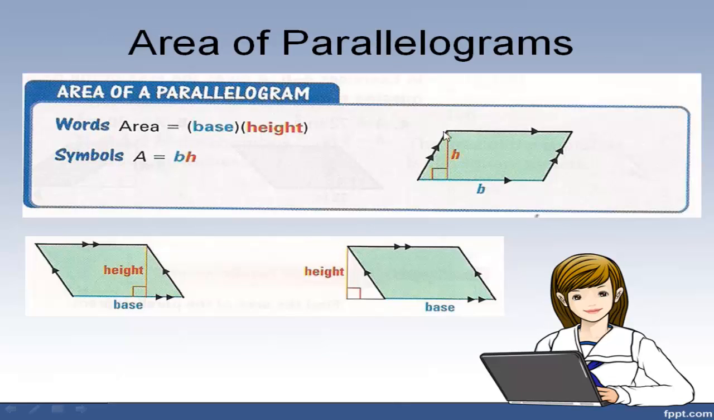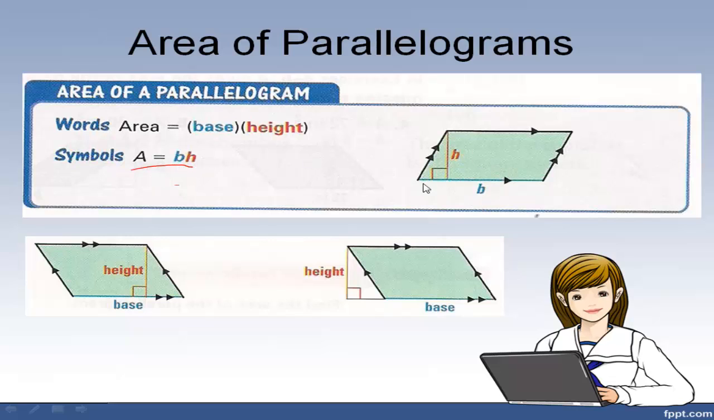And here's what a parallelogram is. If you remember when we studied quadrilaterals, parallelograms are quadrilaterals that have two pairs of parallel sides. To find the area of the parallelogram, we use the same exact formula as we do for a rectangle. It's base times the height.